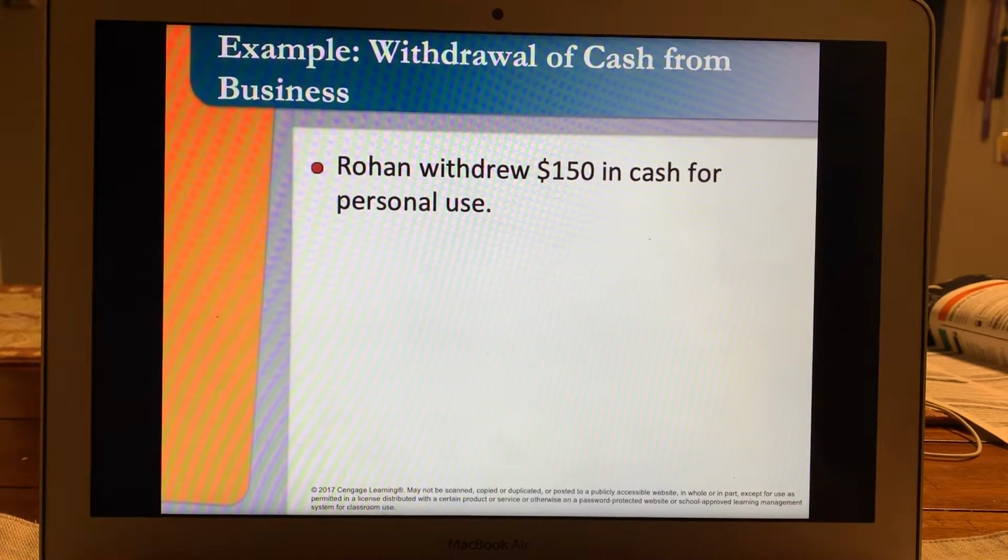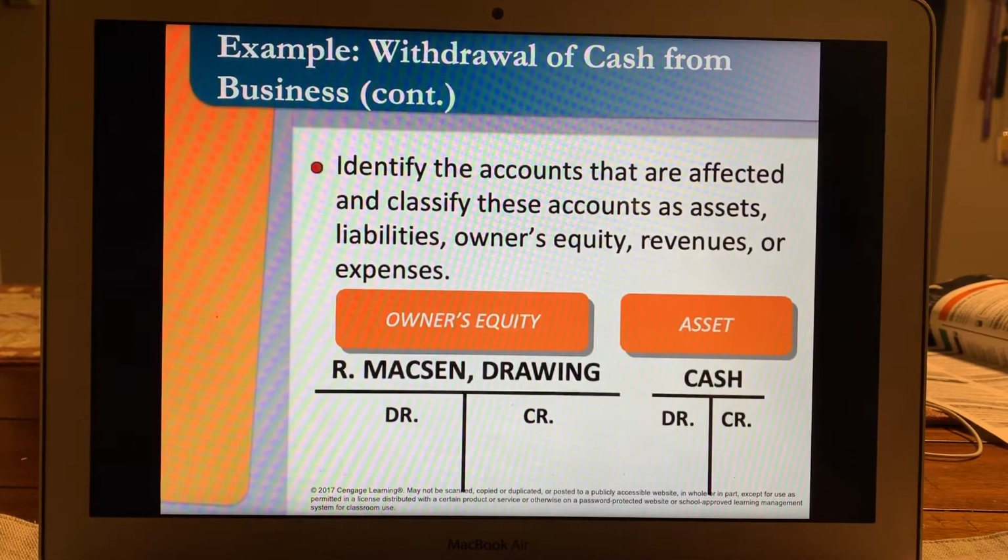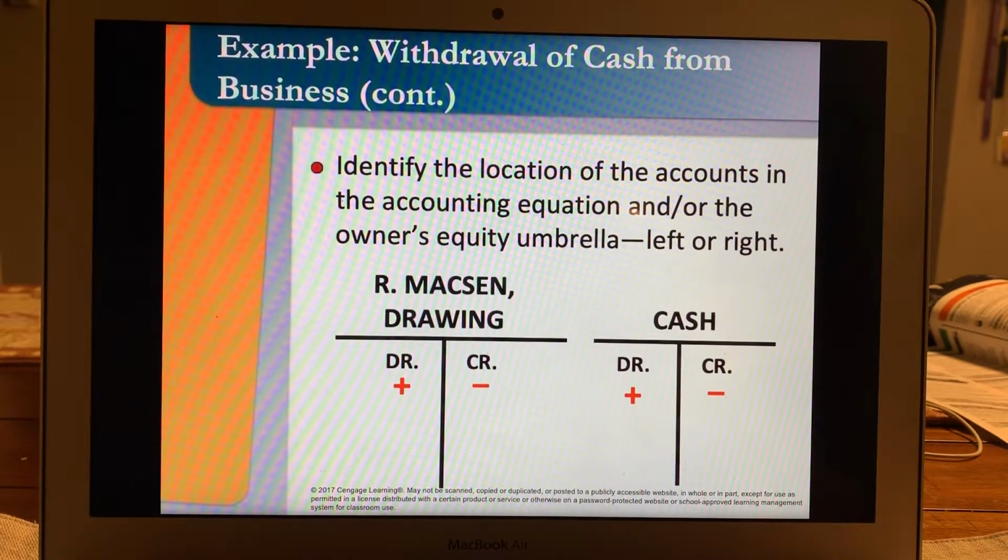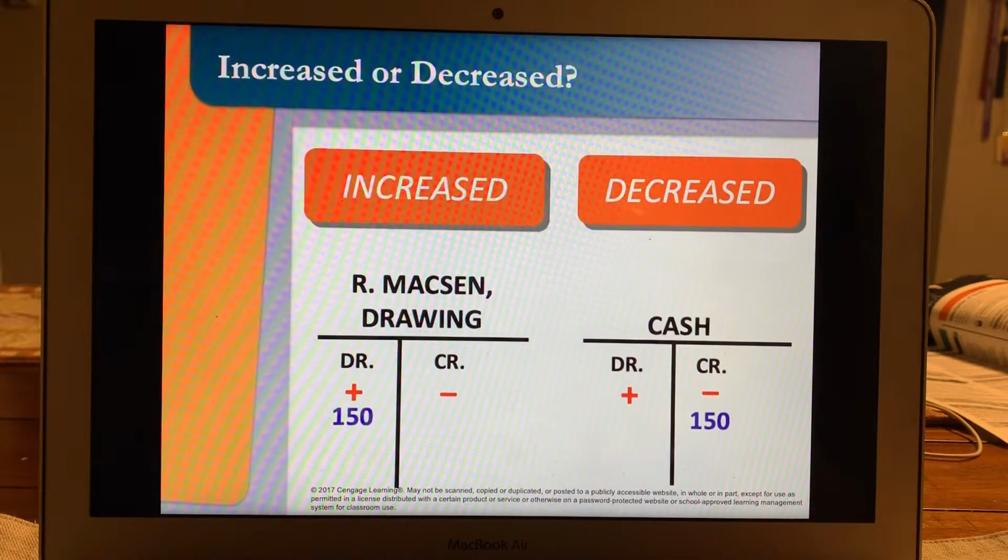Let's see, so Rohan withdrew $150 in cash for personal use. So this is a dividend. He's pulling out his owner equity. Our owner equity account is affected and our asset account is affected. So those are two accounts. And the question is, is the draw going to be a debit or a credit? Is the cash going to be a debit or a credit?